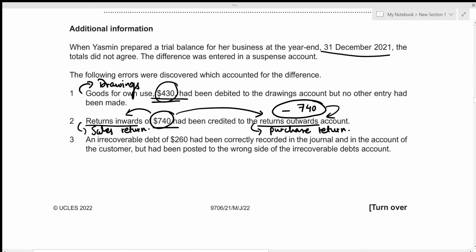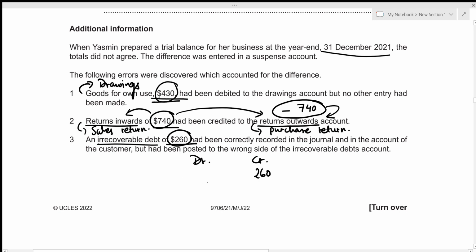Then for the third error, we are given that an irrecoverable debt of 260 had been correctly recorded in the journal and in the account of the customer, but had been posted to the wrong side of the irrecoverable debts account. We know that irrecoverable debt is a bad debt, which is essentially an overhead or an expense, recorded on the debit side in our trial balance. And instead of recording this 260 on the debit side, it actually had been recorded on the credit side as 260.